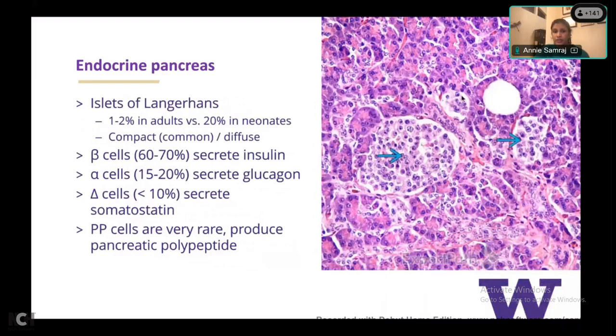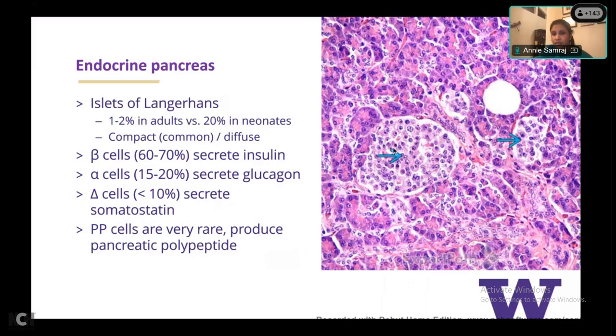Here we have a picture of the endocrine pancreas. And the endocrine pancreas, the composition depends on the age. It's usually less than 5% in adults and about 20 to 30% in neonates. And it can be compactly arranged as these islands of endocrine cells, or it can be more diffuse and infiltrative appearing. And in adult pancreata, it's mostly compact distribution.